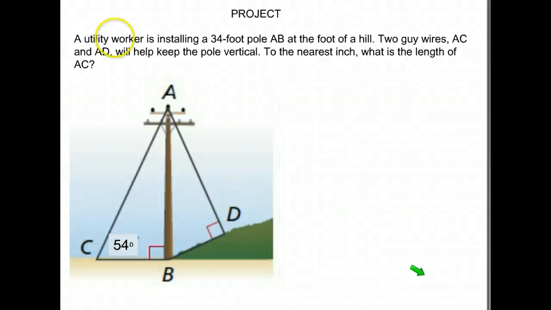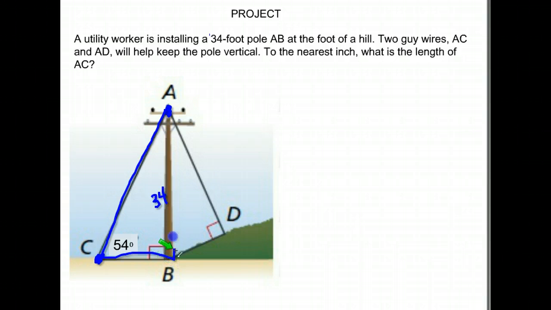I changed the numbers here, but I will go through the steps you would use to solve. It says a utility worker is installing a 34-foot pole, AB. So the length of this side of this triangle is 34. At the foot of a hill, 2 guy wires, AC and AD, will help keep the pole vertical. To the nearest inch, what is the length of AC? So we want to know the length of this guy wire from A to C.